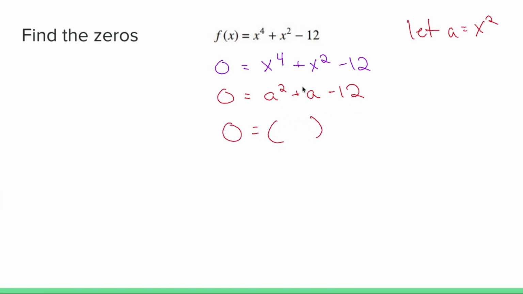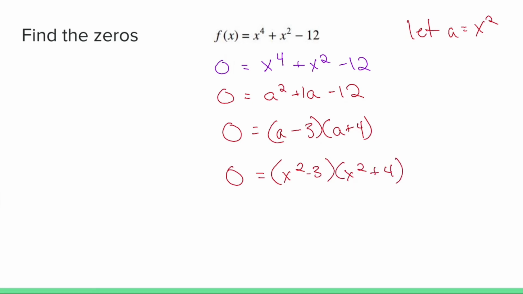Two numbers that add up to invisible 1 and multiply out to negative 12 are going to be negative 3 and positive 4, and you are absolutely correct. So a minus 3 and a plus 4. But I'm not done yet, because a is not in my original problem. It's x that's in my original problem. So a is x squared, so x squared minus 3 and x squared plus 4.